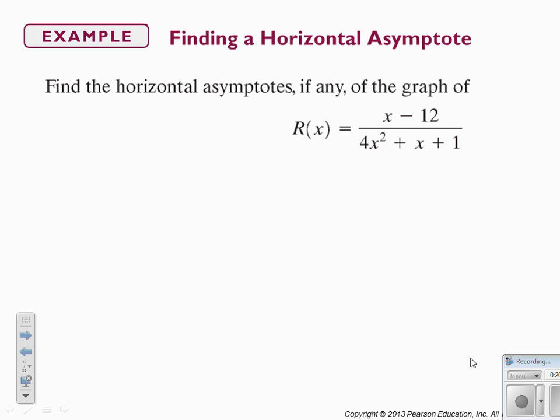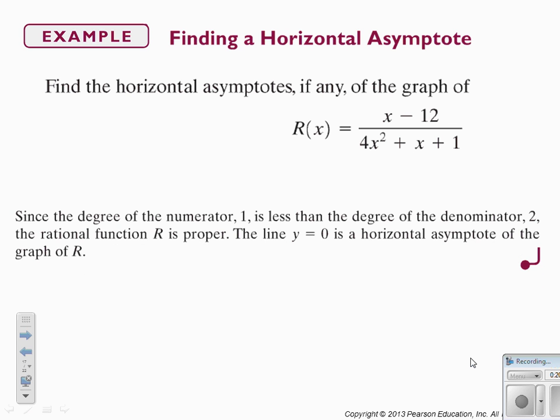Find the horizontal asymptotes, if any, of the graph of x minus 12 over 4x squared plus x plus 1. Since the degree of the numerator, 1, is less than the degree of the denominator, the rational function r is proper. So if your numerator degree is less than the denominator, then you've got a proper rational function. And the line y equals 0 is a horizontal asymptote of the graph.